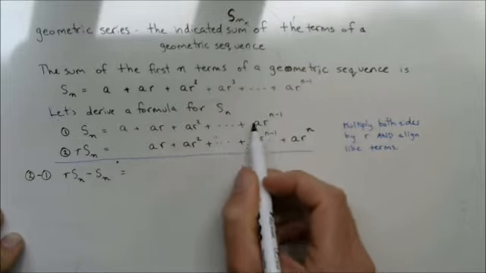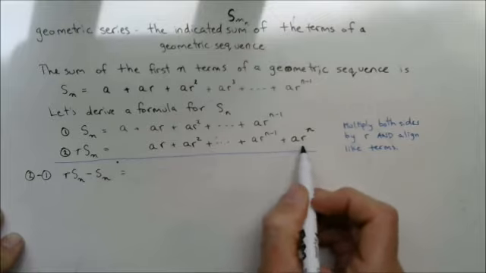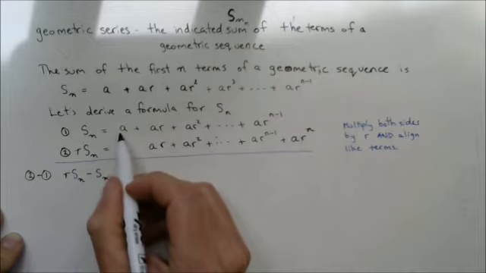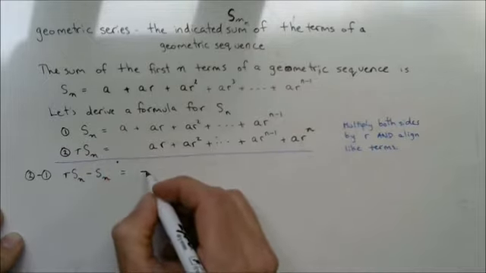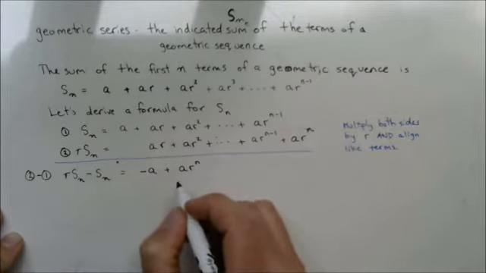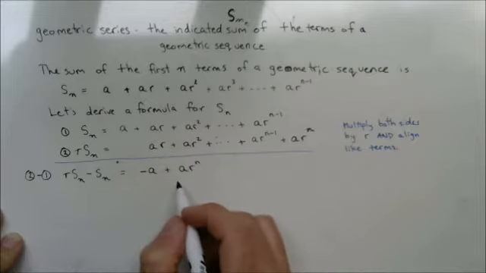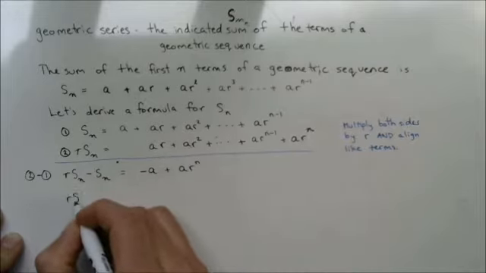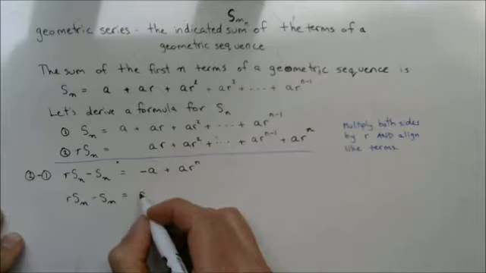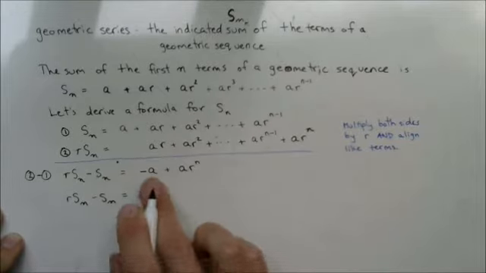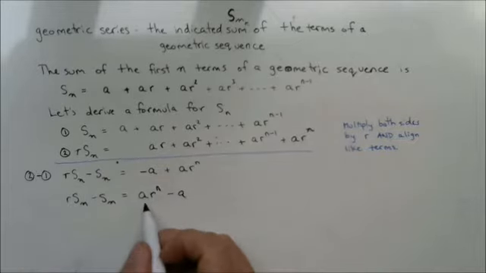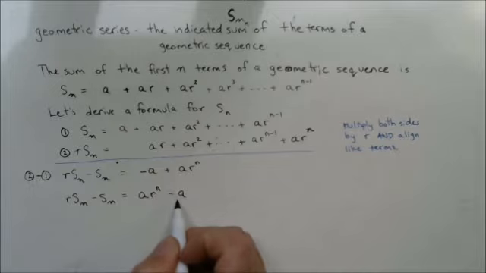This term here, take away this term, 0, leaving me with just positive ar to the power of n and negative a, right? Because here I have 0, take away a. So what I'm left with is negative a plus a times r to the power of n. Okay, and I'm going to just rearrange this right side because it looks a bit awkward. I'm just going to swap these two terms. So I start with a positive term. Okay, so we have a times r to the power of n minus a.